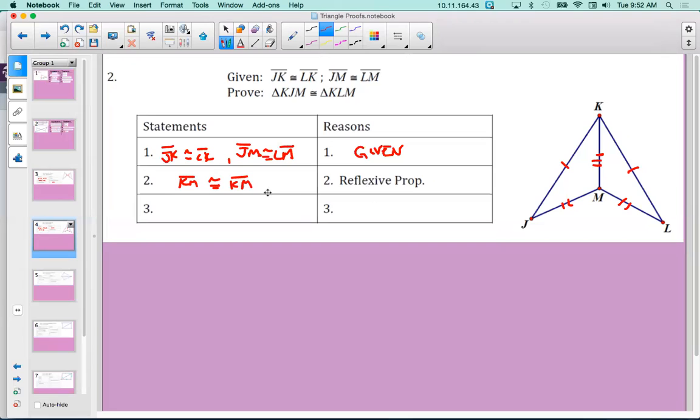Once I've done that, I have enough information. I've got side, side, side to use to prove the triangles are congruent. Make sure this statement looks exactly like what you're trying to prove. Triangle KJM is congruent to triangle KLM. There we go. Looks good. All right, moving on.